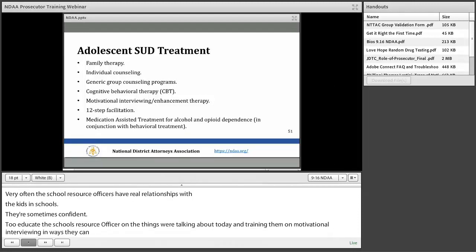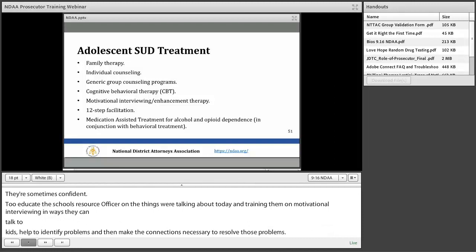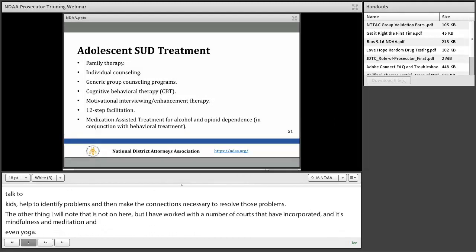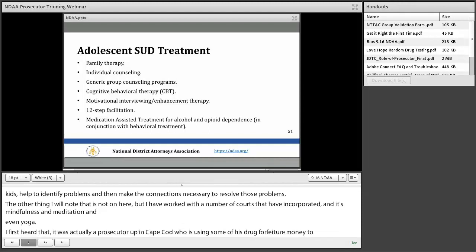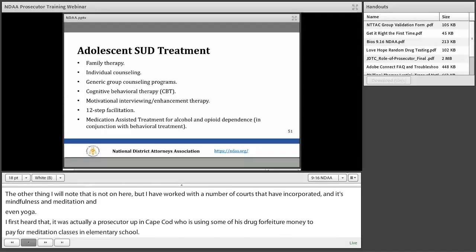The other thing I'll note that's not on here, but I have worked with a number of courts that have incorporated, is mindfulness and meditation and even yoga. I first heard of it from a prosecutor up in Cape Cod who was using some of his drug forfeiture money to pay for meditation classes in elementary school. From the moment I heard it, I was like, that is brilliant. Because what we know from the science about mindfulness and breathing is that it decreases the stress in our central nervous system, and it promotes relaxation.